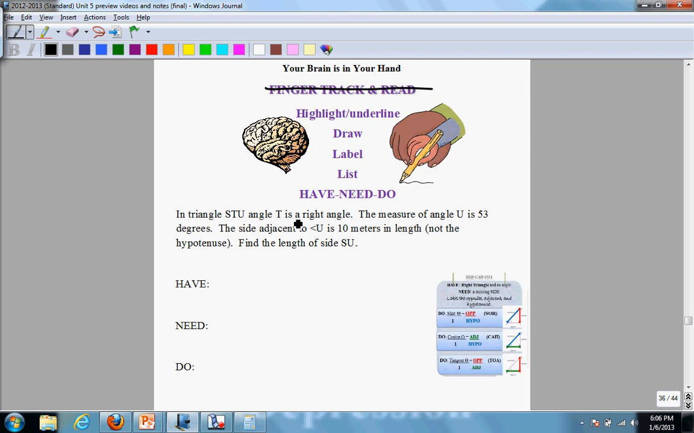We have a triangle STU where T is the right angle. So we're going to draw it like this. There's T, T's the right angle. There's S, T, and U. We're going to cross it out as we go. The measure of angle U is, that's an equal sign, 53 degrees. So that's 53 degrees. Cross it out.